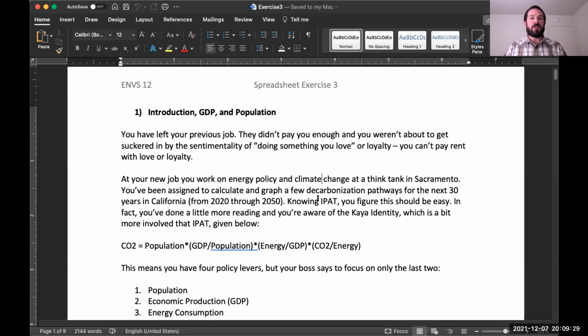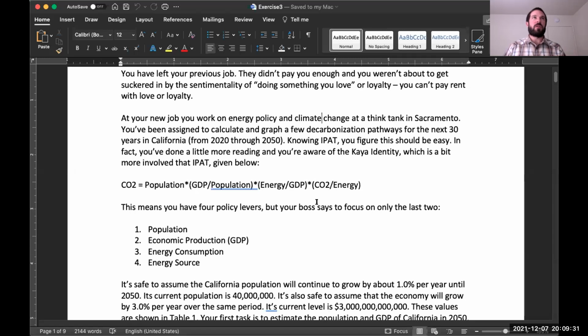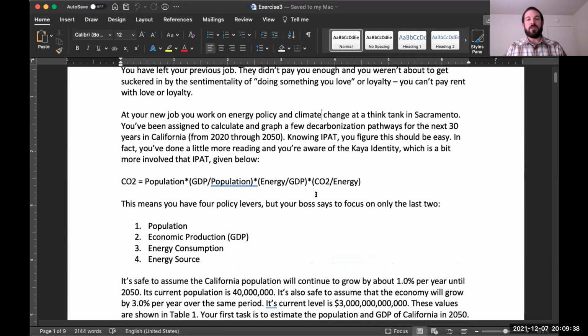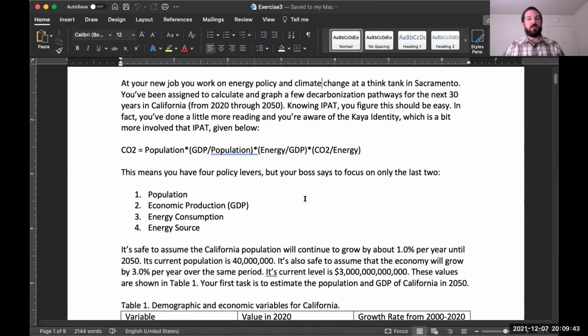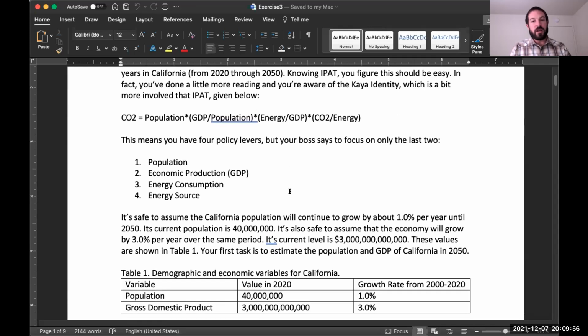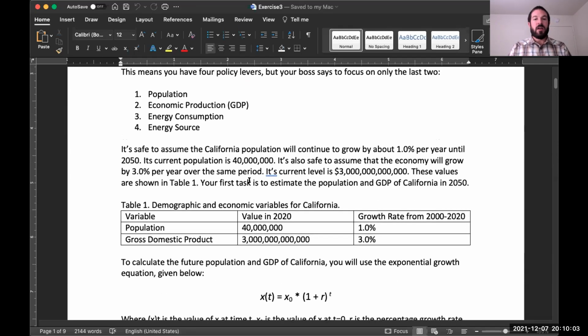Imagine that the population continues to grow at 1% per year. Imagine that the economy continues to grow at 3% per year. Okay, and these are maybe typical assumptions that you might make: that the future will look like the past. You look at the past 20 years of population growth in California, it's about 1%. So let's just say 1% continues on, right? 20 years of economic growth in California, about 3% per year. So let's just assume that continues on, okay?